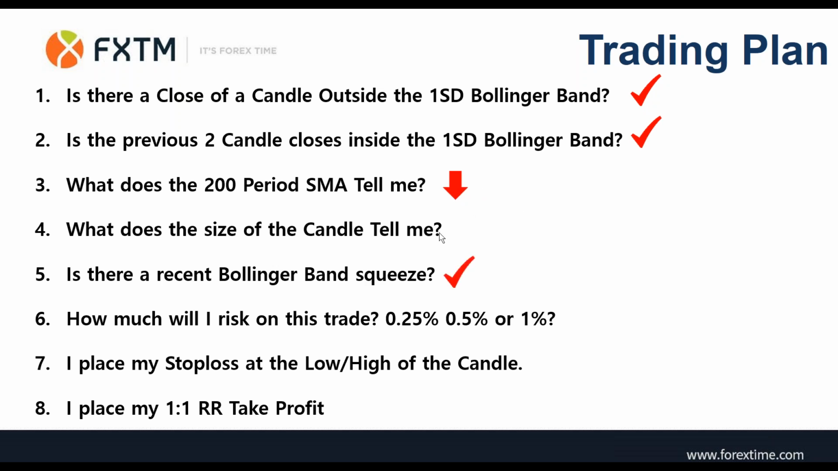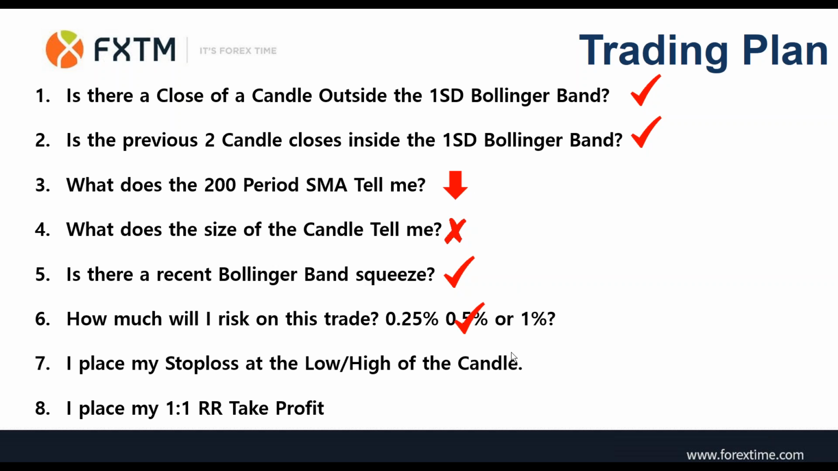Okay. What does the size of the candle tell me? Is it too big? Is it too small? Okay. Was there a recent Bollinger Band squeeze? Yes or no? Now, based on all of these 3 filters that we are using, that is how we will determine whether we will enter or not. Or we can say, okay, the moving average didn't agree and the candle was very big. So instead of entering with a 1% risk, maybe I will just enter with 0.5% risk.